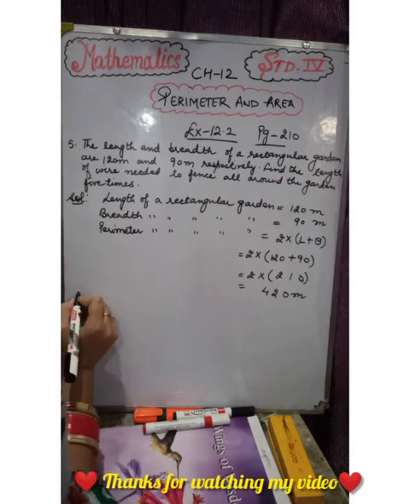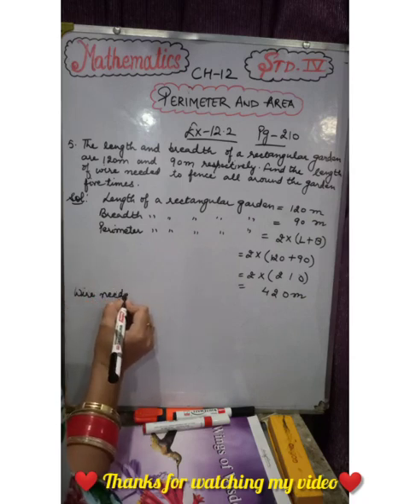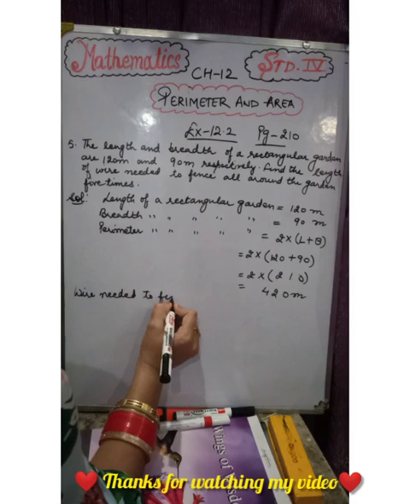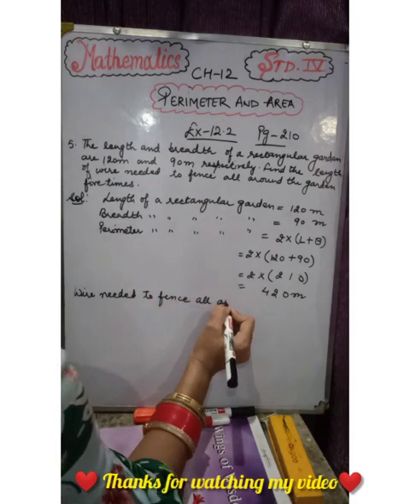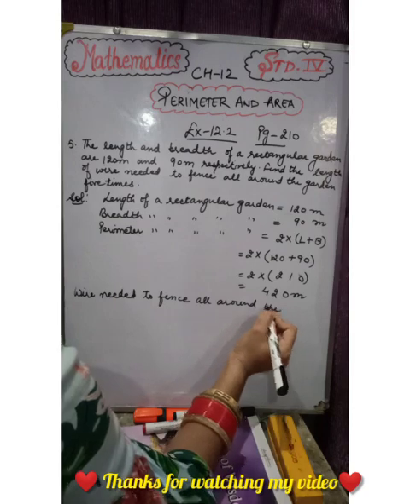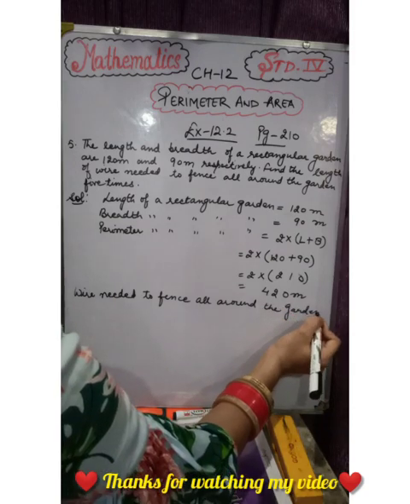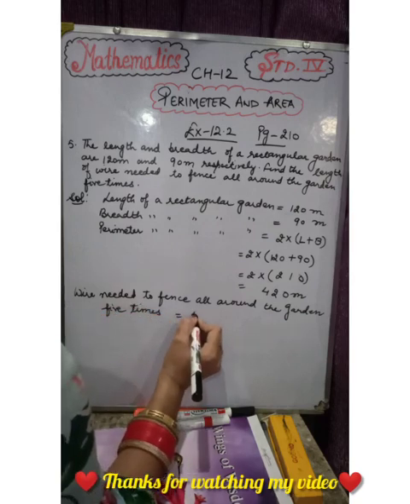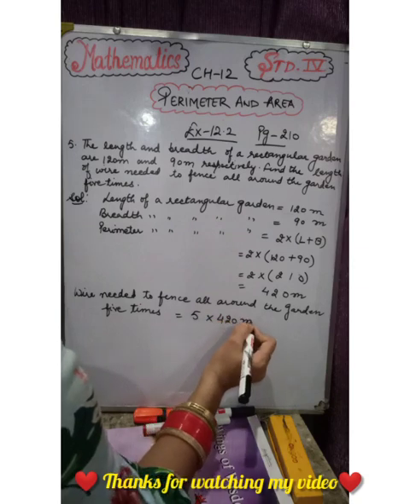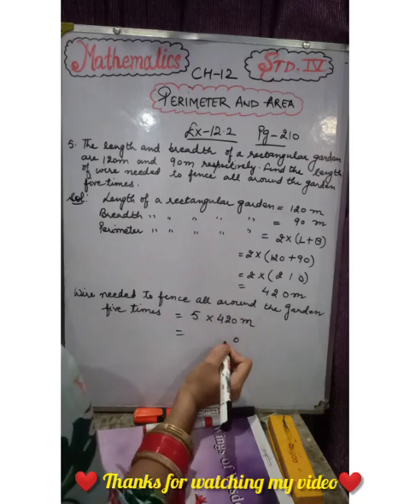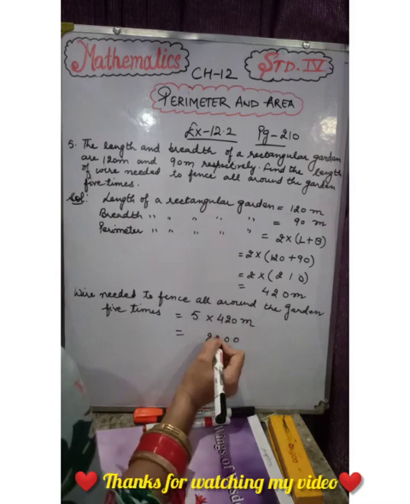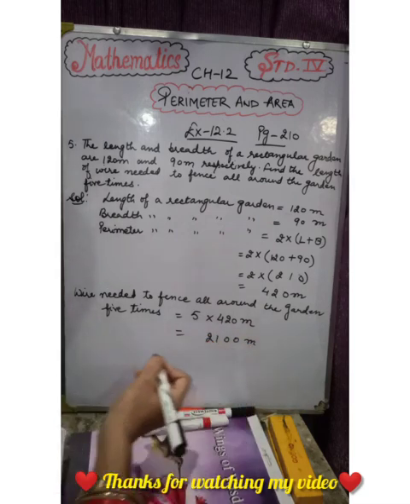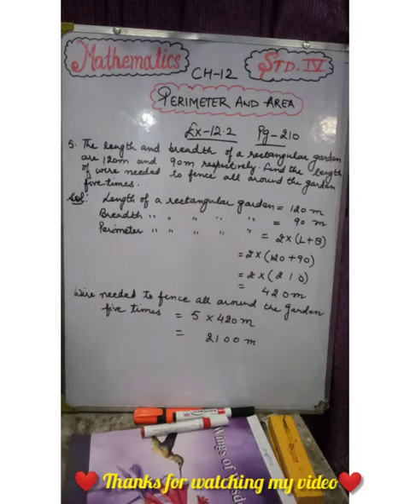Yes. So we'll write wire needed to fence all around the garden 5 times equals to 5 multiply 420 meter. 5 zeros are 0, 5 2s are 10, 5 4s are 20, 20 plus 1 is 21. So 2100 meter wire is required to fence all around the garden.